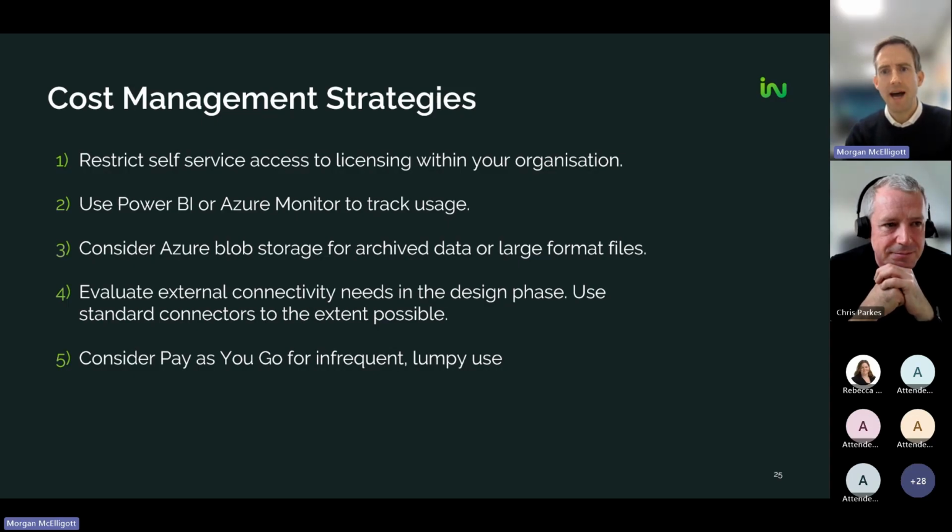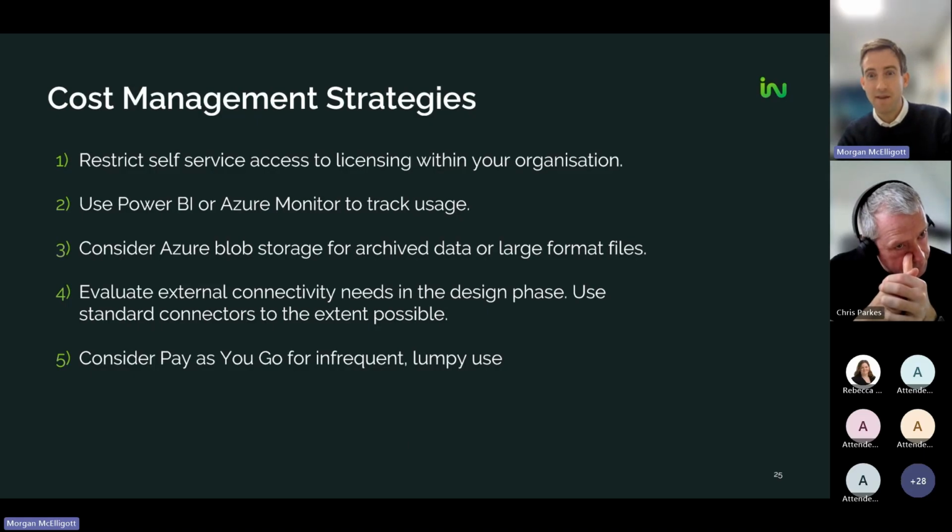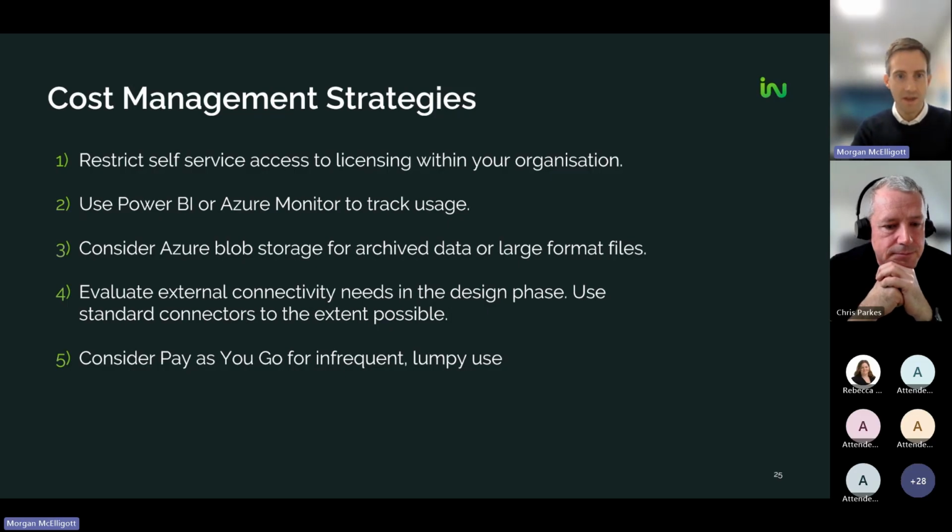Third thing to consider, Azure Blob Storage can provide equivalent functionality at a lower cost than other forms of storage. In particular, if you're dealing with archive data, that will still be accessible without disrupting workflows within the Power Platform. And if you're dealing with large format files, this is definitely one to consider if you want to keep your storage costs down.